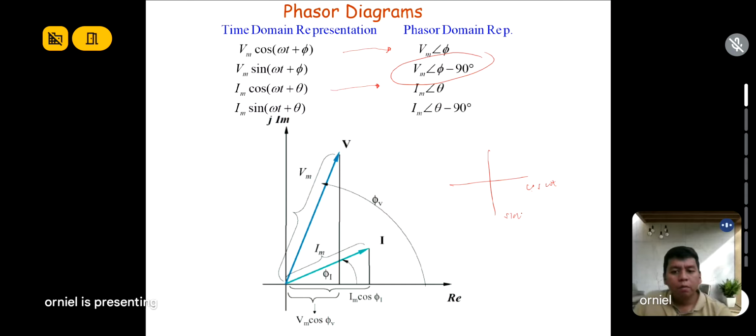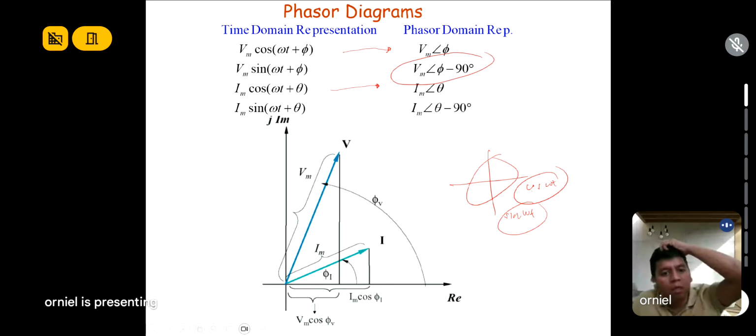Sine, negative. So dapat i-convert na from negative cosine, positive sine, negative sine, and so on. Padulong sa cosine. Okay?